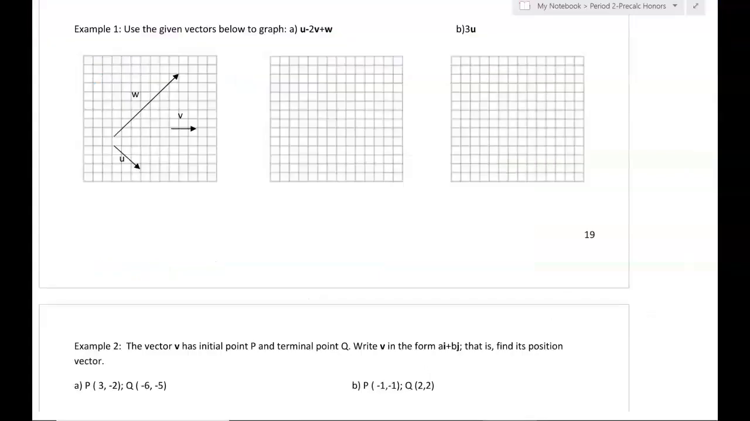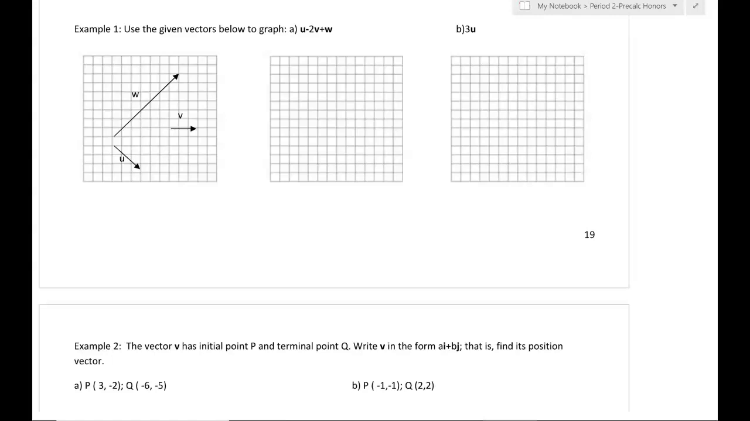All right, guys, so after a very long vocabulary list on 9.4, we can now practice all of those definitions and theorems, okay? So I'm giving here example number 1, use the given vectors below for two parts. A, vector u take away 2 times vector v plus vector w, and b, 3 times vector u.